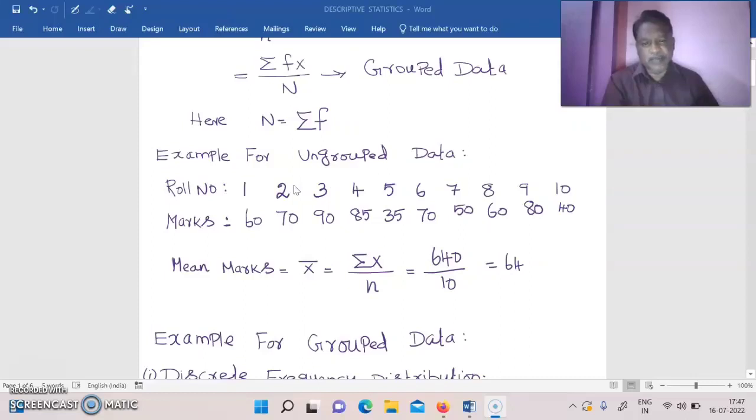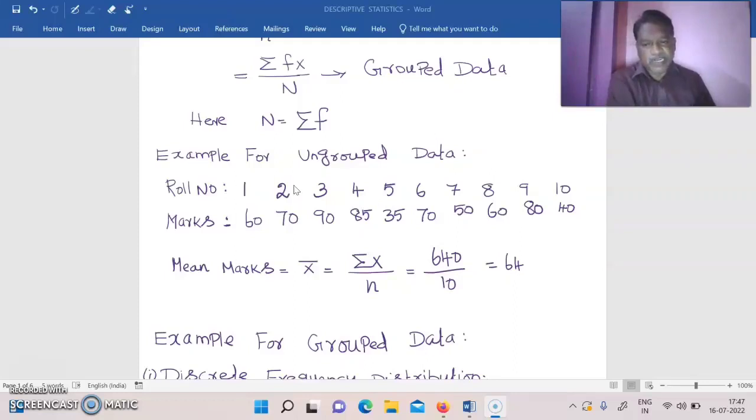That means raw information. For example, the marks of 10 students have been collected and presented as they were collected: 60 marks for roll number 1, 70 for roll number 2, 90 for roll number 3, etc. So there is no rearrangement of the marks. How the marks were collected roll number wise, they were presented as they are. So this is nothing but ungrouped data or raw data.